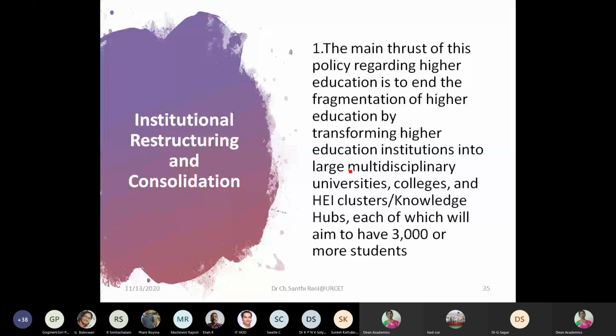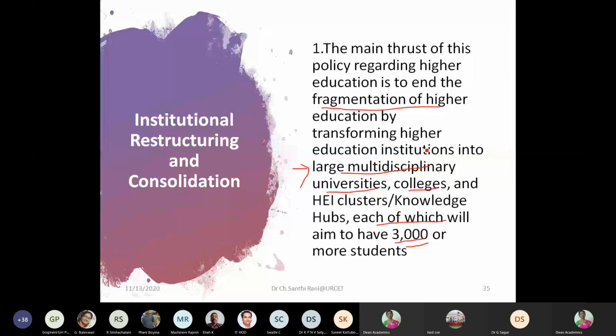So the main thrust of this policy regarding higher education is to end the fragmentation of higher education by transforming higher educational institutions into large multidisciplinary universities, and into large multidisciplinary universities and colleges. Otherwise, we say higher educational institutional clusters, knowledge hubs, etc., each with minimum more than 3,000 students. That is the main aim of this policy, right?